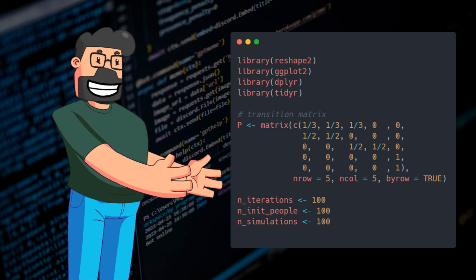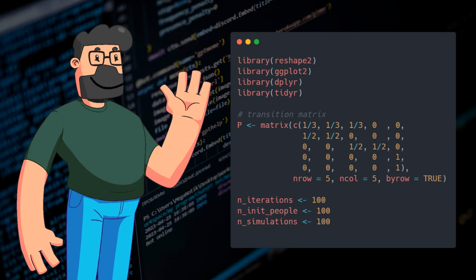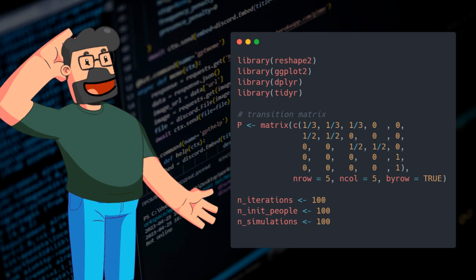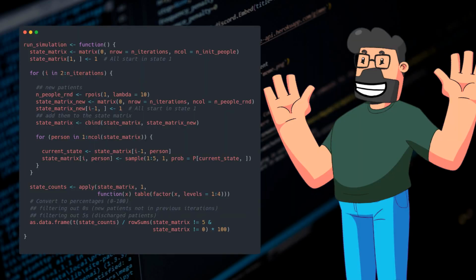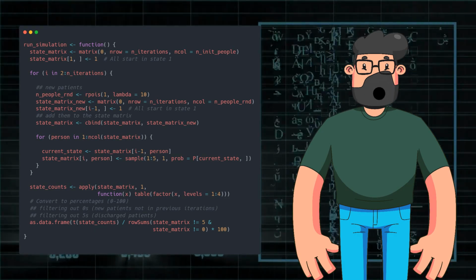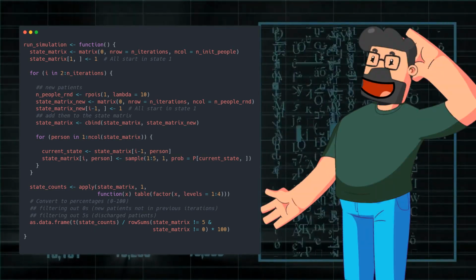We start by defining the transition matrix and setting up the parameters for the simulation, like the number of iterations, initial people, and simulations. We need these to create a solid foundation for the upcoming modifications. Now, let's focus on the key part of the solution, the run_simulation function.